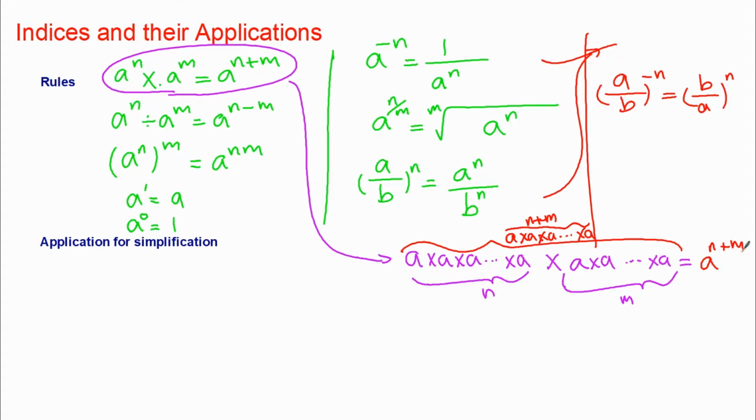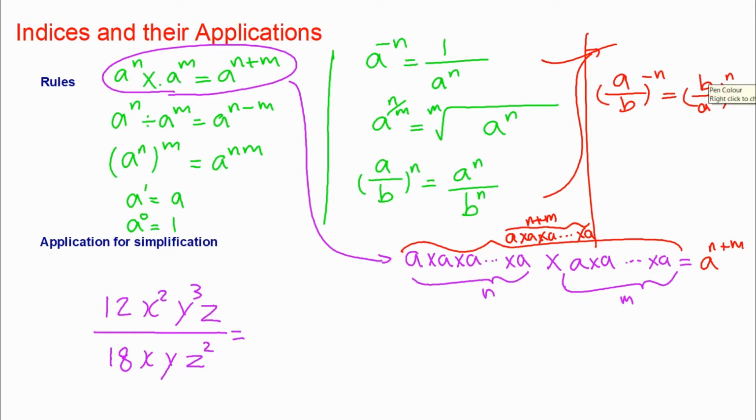So with this one now, I'm going to go through application for simplifications, and I'm just going to start with an example here. So just imagine that we have 12x²y³z divided by 18xyz². So we want to simplify a case like this.